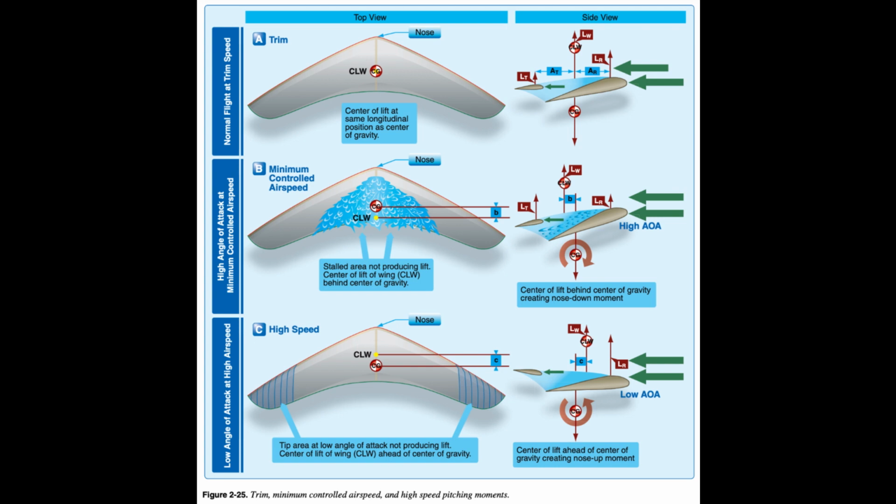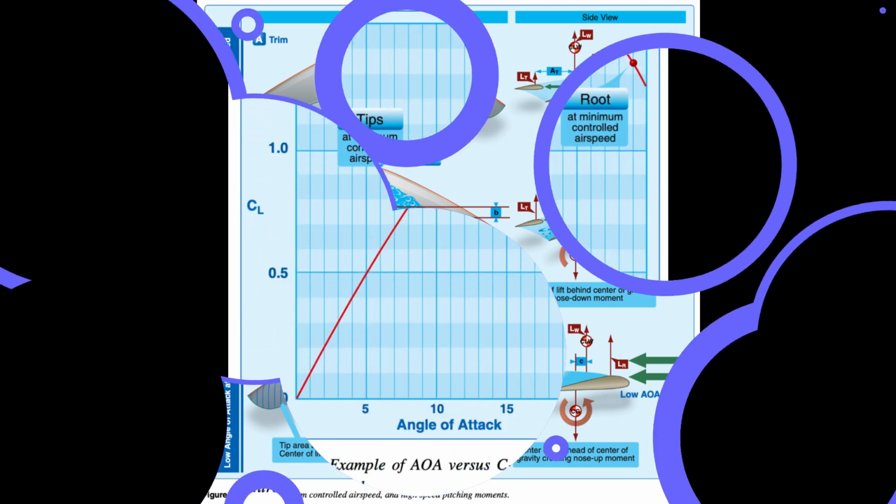High angles of attack. In Figure 2.25B, if the wing AOA is raised to the point of minimum controlled airspeed at which the wing begins to stall towards the center of the wing, root area, the lift in this area decreases dramatically. The CLW moves back a distance creating a moment to lower the nose. Therefore, the center of lift moves behind the CG at higher angles of attack, creating a nose-down stabilizing moment.